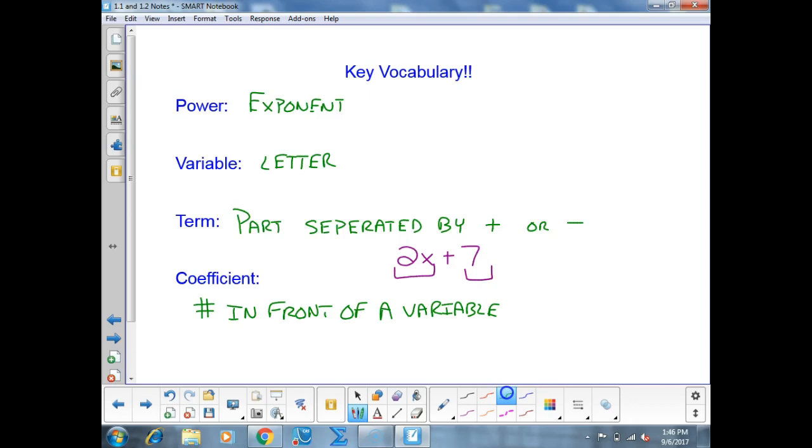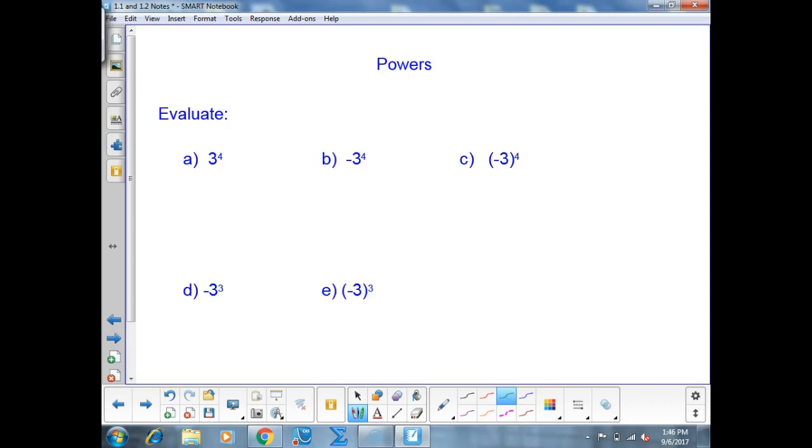You know those already. Okay? Let's get into some math here now. Evaluating 3 to the 4th power. What is 3 to the 4th power? It is 81. Negative 3 to the 4th power is? It is not 81. This one is negative 81.